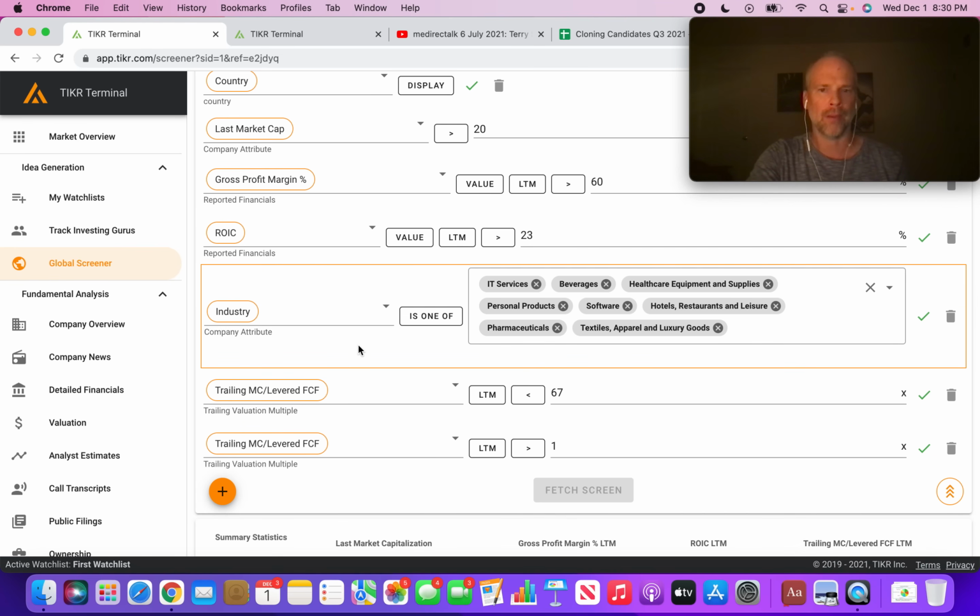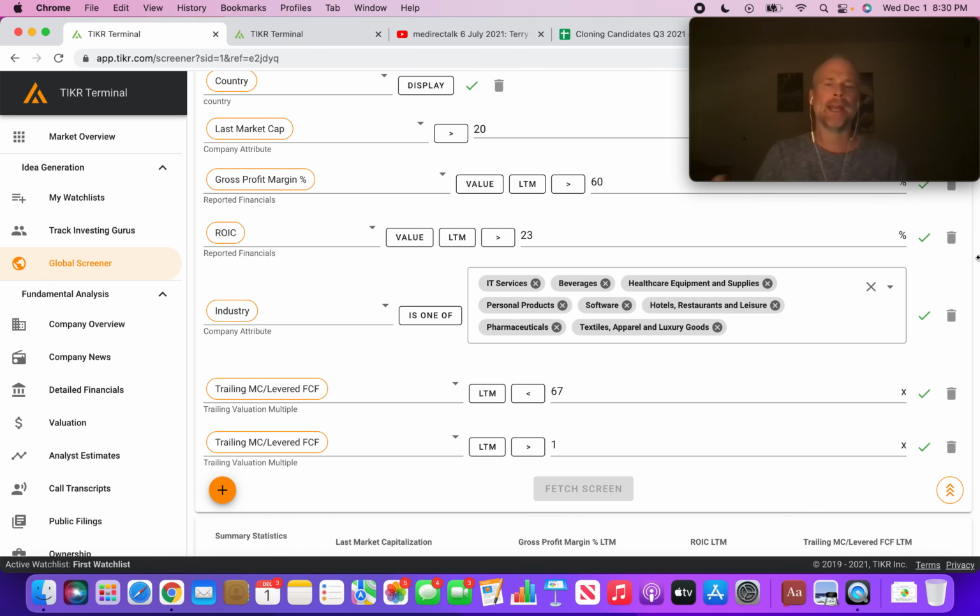Now, industry. I included those 8 industries that showed up multiple times in the top 30 holdings for Fundsmith, which again make up 93% of the portfolio.